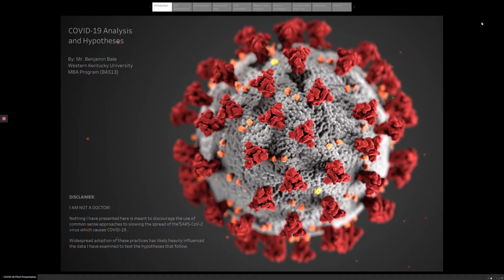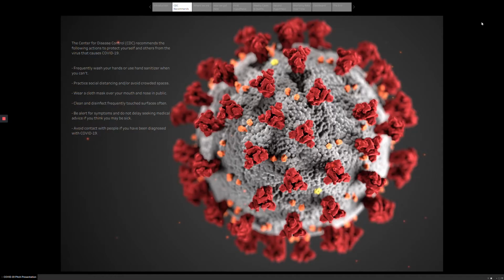First, I would like to make a quick disclaimer. I am not a doctor. Nothing I have presented here is meant to discourage the use of common sense approaches to slowing the spread of the SARS-CoV-2 virus, which causes COVID-19. Widespread adoption of these practices has likely heavily influenced the data I have examined to test the hypotheses that follow.